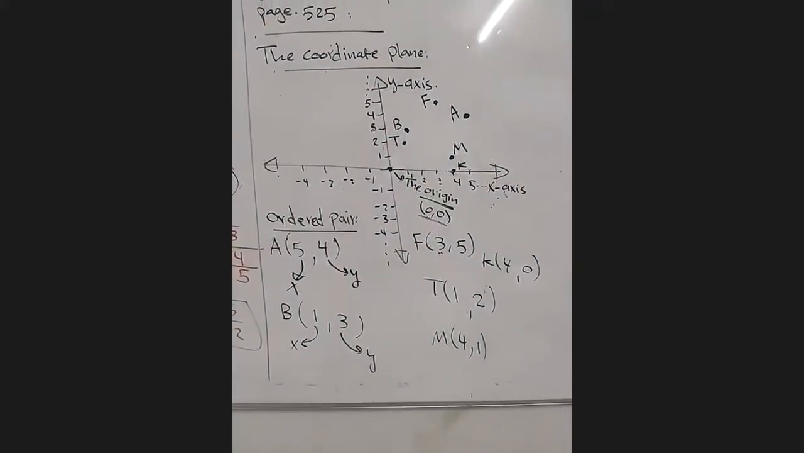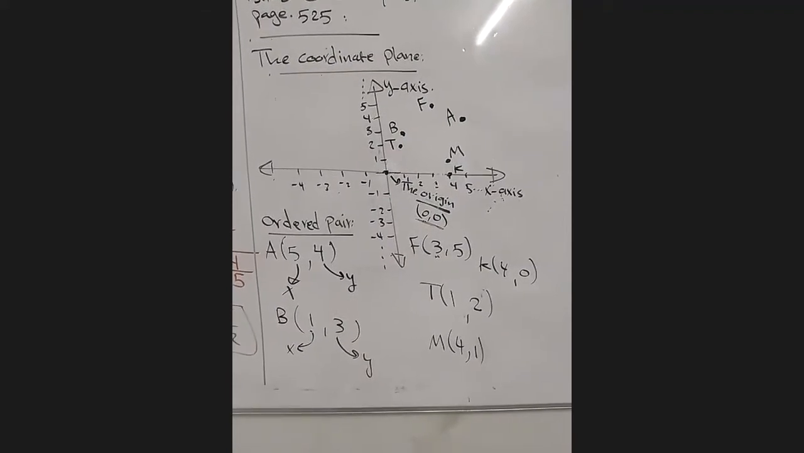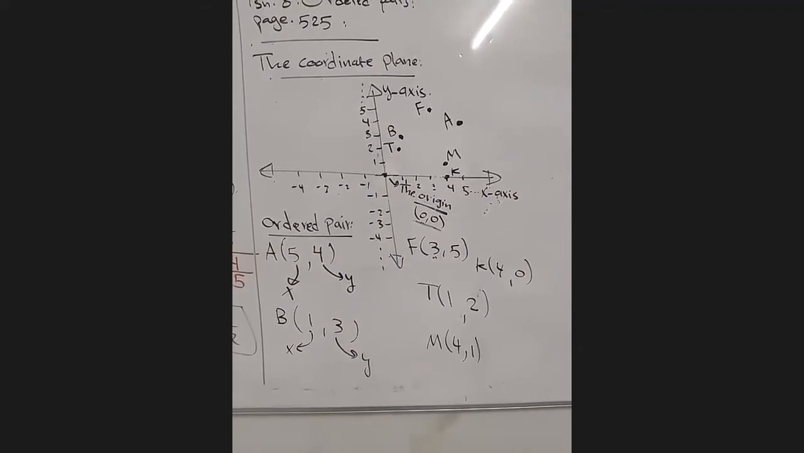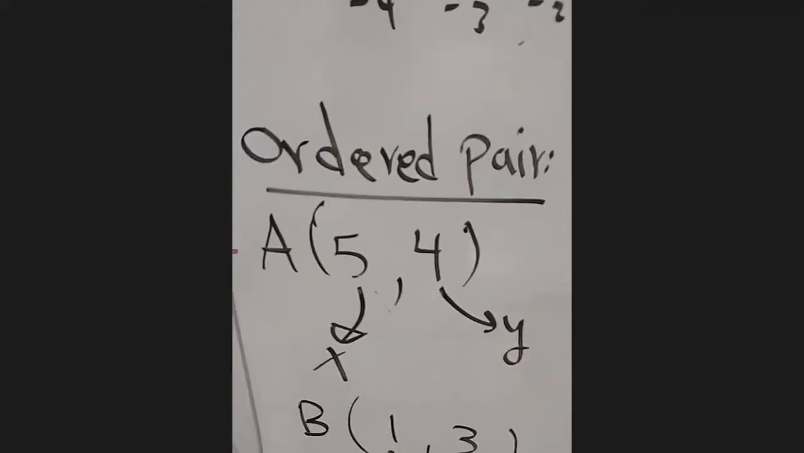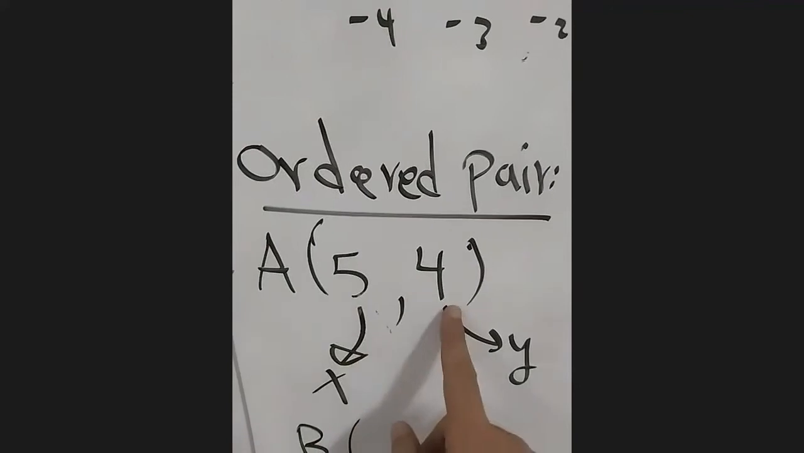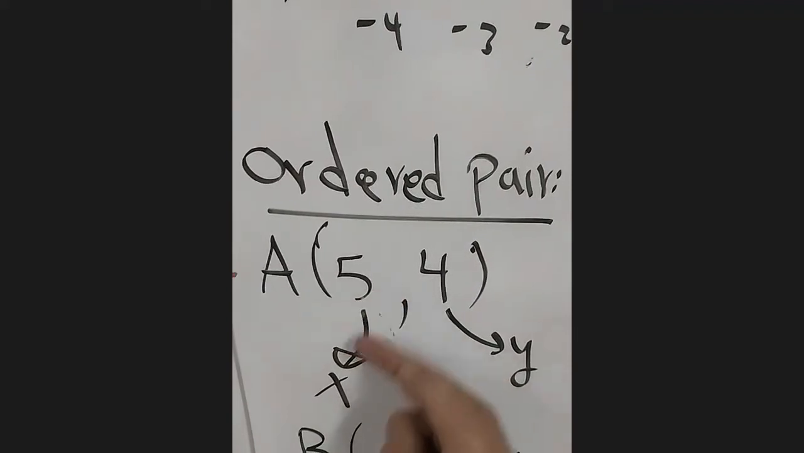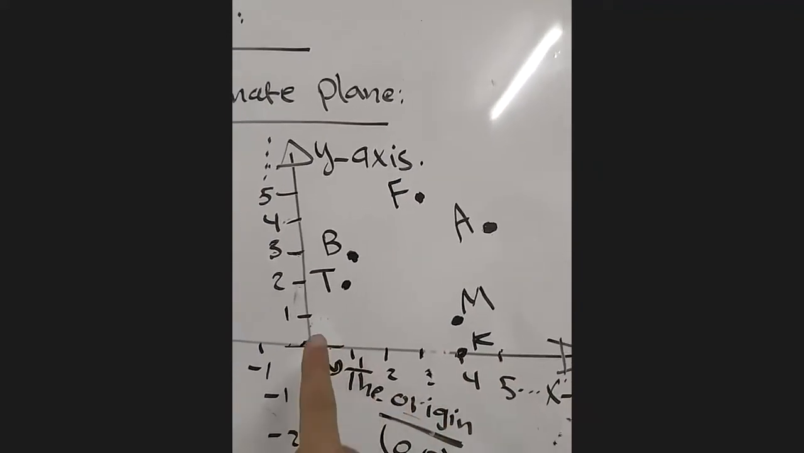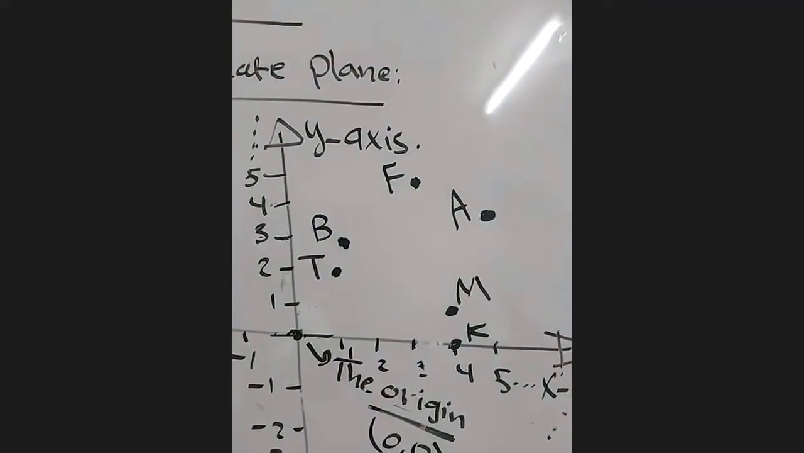Okay, thanks. Adam. Mister, I don't understand anything from the homework. What's the ordered pair? Look here. The ordered pair is brackets, 2 numbers, and a comma between them, okay? The first number is for X. The second number is for what? Y. Here you have X, the horizontal one, and here you have Y, the vertical one, okay?